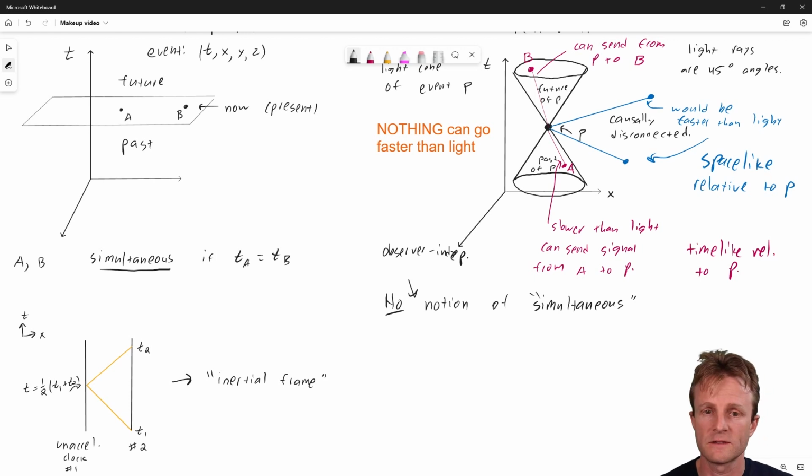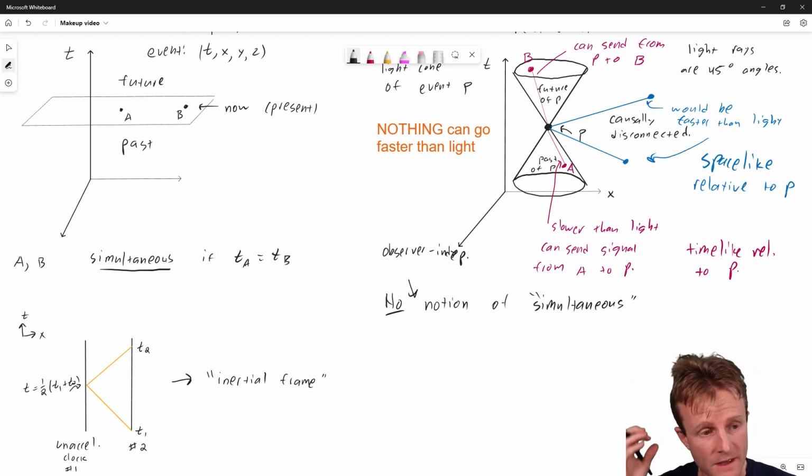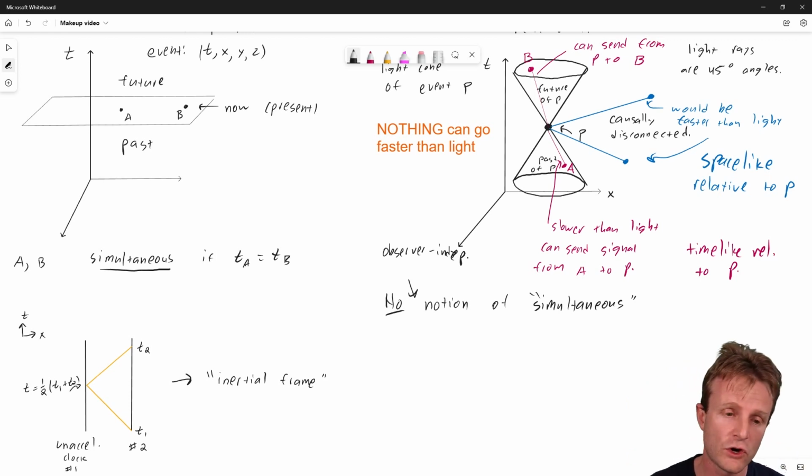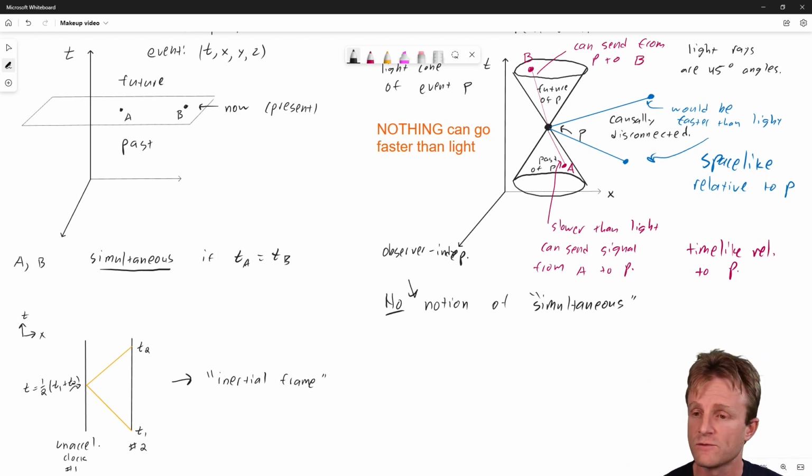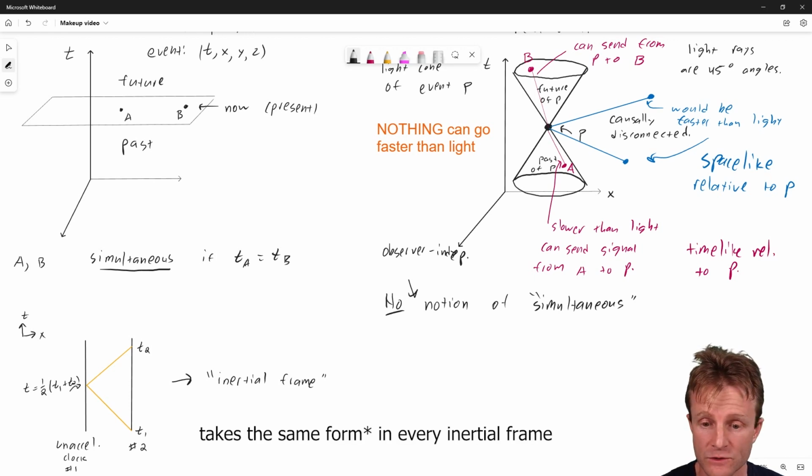Okay? Clocks like this at a grid x, y, and z synchronized. Now, I'm not going to derive any of this. You can go back to special relativity books to see how physicists arrived at these ideas. But the claim is that this all-important space-time interval is the same in every inertial frame.